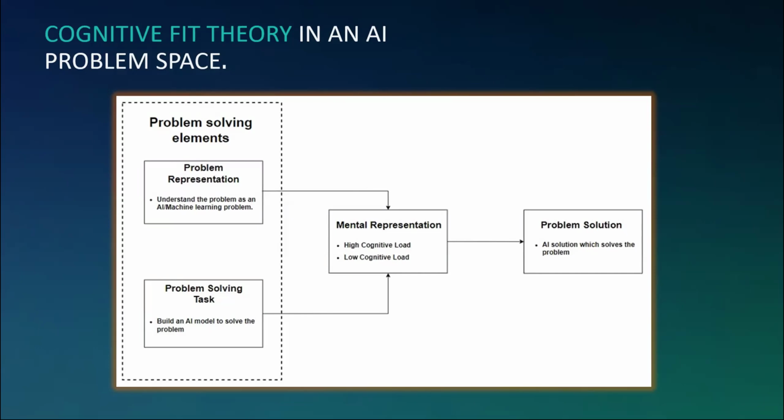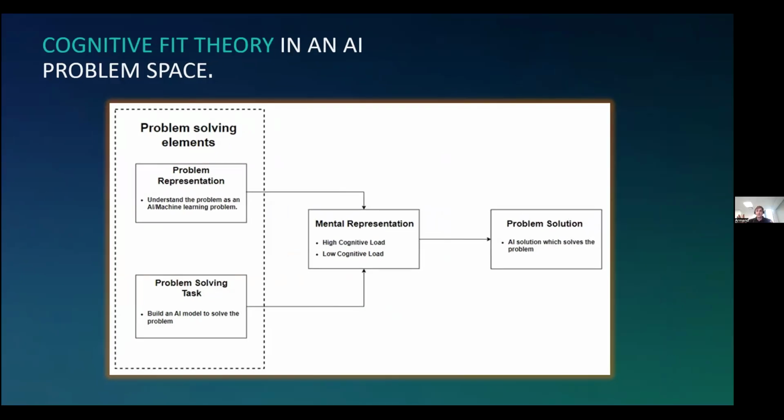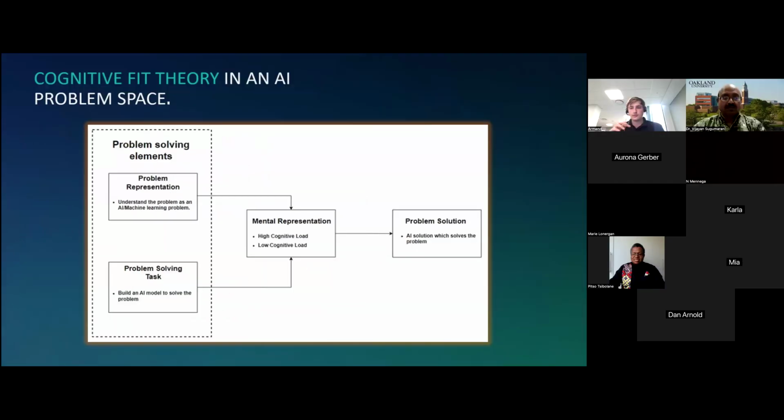In this study, this mental representation part that you see here is the relationship between understanding the AI problem, that is the problem representation, and the ability to solve the problem, which is the problem-solving task. Just to recap, we use this cognitive fit theory as a theoretical lens, not only to frame the problem representation, but also to propose, develop, and evaluate a possible solution.